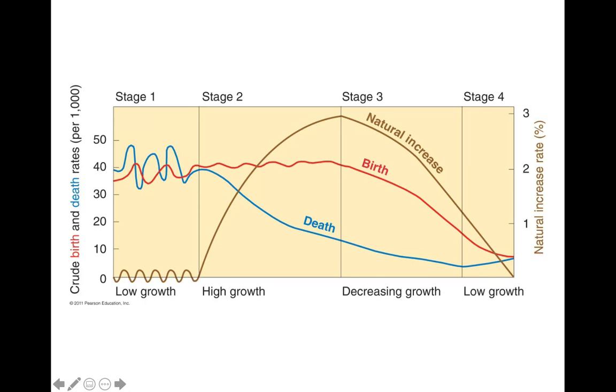Stage 2 of the demographic transition model still has high birth rates, but people figured out fewer ways to die. So your crude death rate is going to decrease. Therefore, your population is going to grow very quickly. Your natural increase rate extends almost all the way up. It's a period of high growth. The United States and Europe entered Stage 2 of the demographic transition model with the Industrial Revolution. The rest of the world entered Stage 2 with the medical revolution.